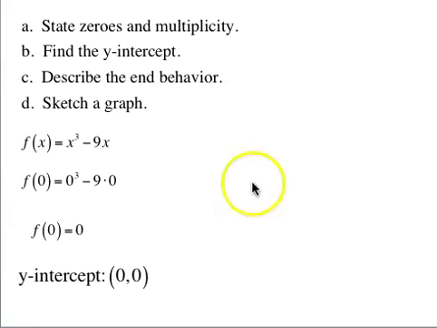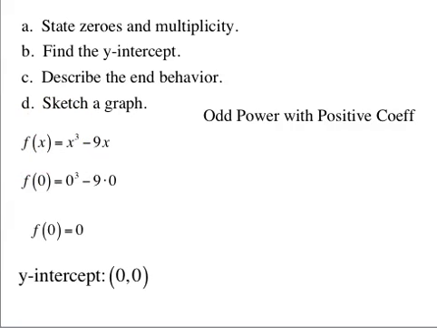Now, how about end behavior? Well, the highest power is third. This is x to the third power. So it's going to behave like x to the third, an odd power, and the coefficient is positive. That's 1x cubed. So it's an odd power with a positive coefficient. Knowing that, it's going to behave like positive 1x cubed.